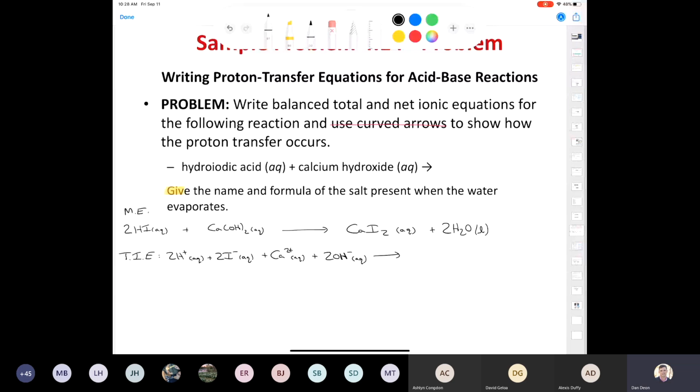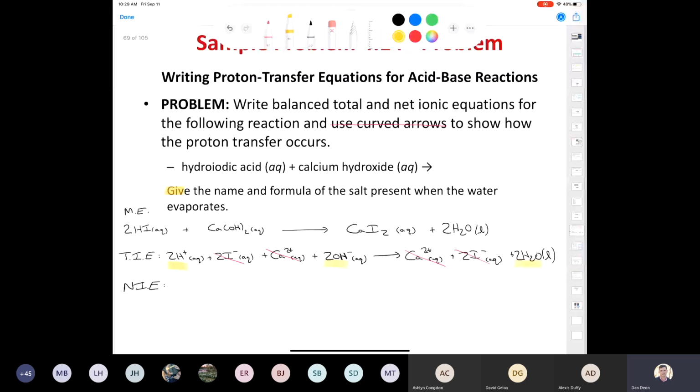We produce calcium iodide, so we have Ca 2 plus aqueous, and we have 2 iodides, so plus 2 iodides. And remember, water is not an electrolyte. We just put plus 2 H2O liquid. Now, for our net ionic equation, we're going to cancel out all the spectator ions. So the calcium cation doesn't change, and the iodide anion doesn't change. What's left over? We've got 2H plus 2OH minus gives us 2H2O.